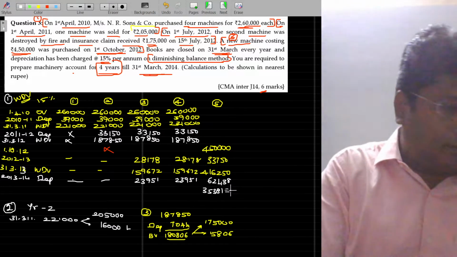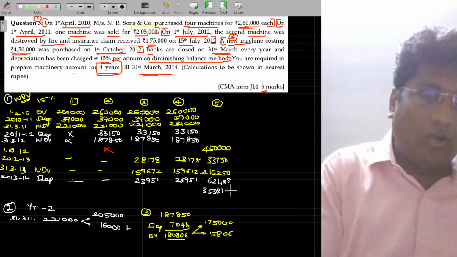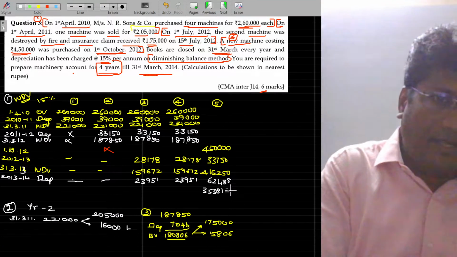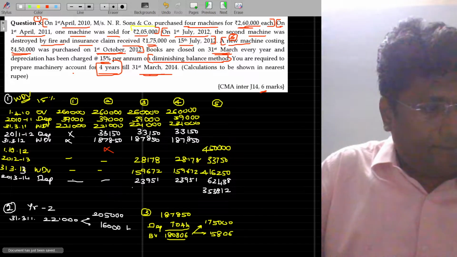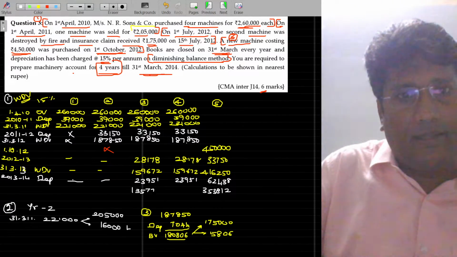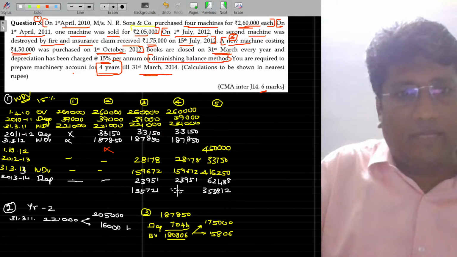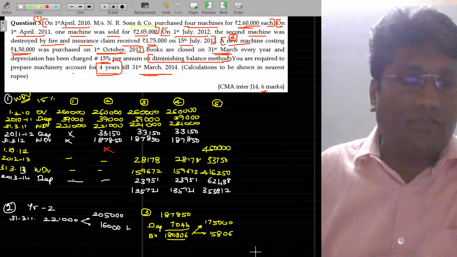Now the WDV by that time for the last asset is 3,53,812. And for the third and fourth assets, it will be 1,59,672 minus 23,951, this value being 1,35,721, and the fourth asset will also be valued at the same value, 1,35,721. Now take a total of this.